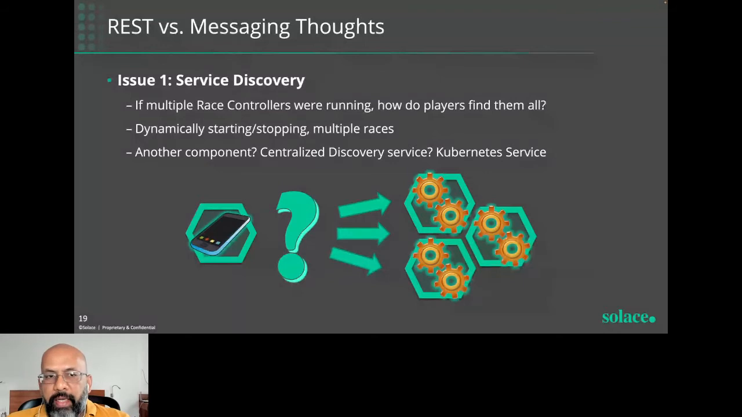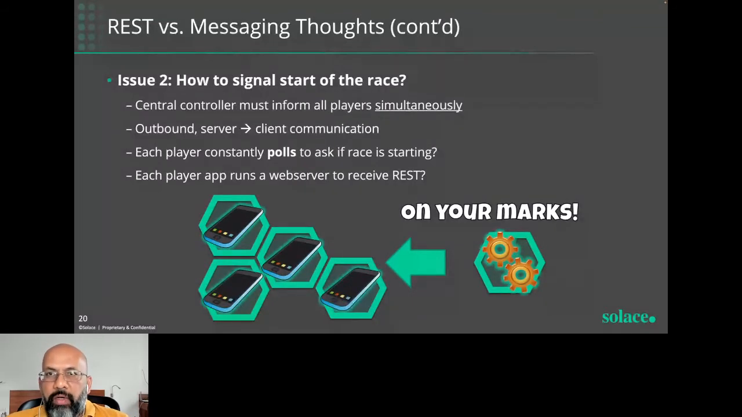All right. Second question, how do I signal the start of the race? It's not like a single client server. There are hundreds of client nodes, right? All of them have to get the start command at the same time, simultaneously. Imagine if you use a REST, what happens? There'll be latency, and HTTP is not the best performing latency wise, right?